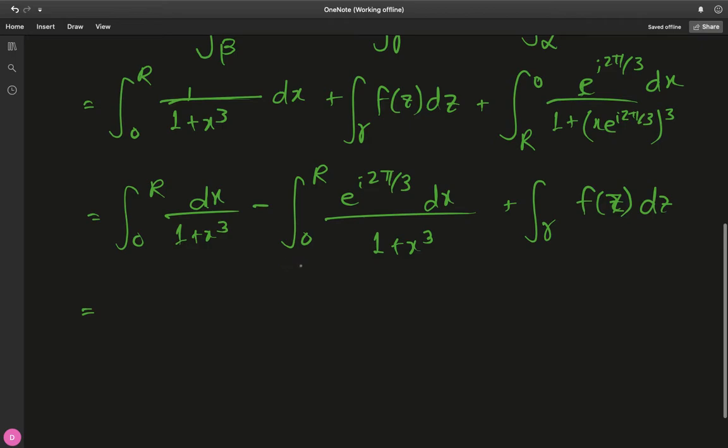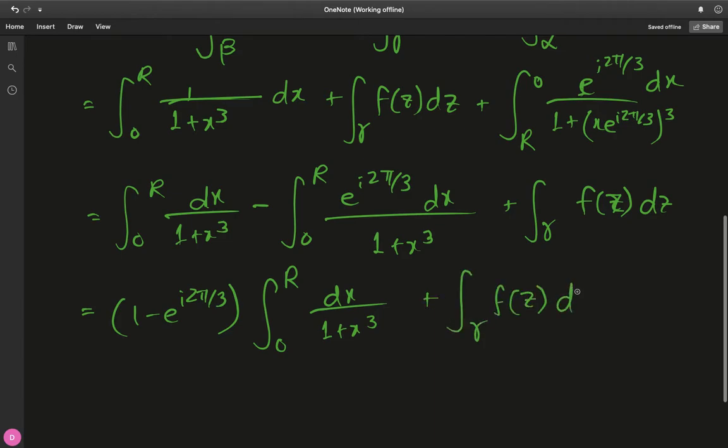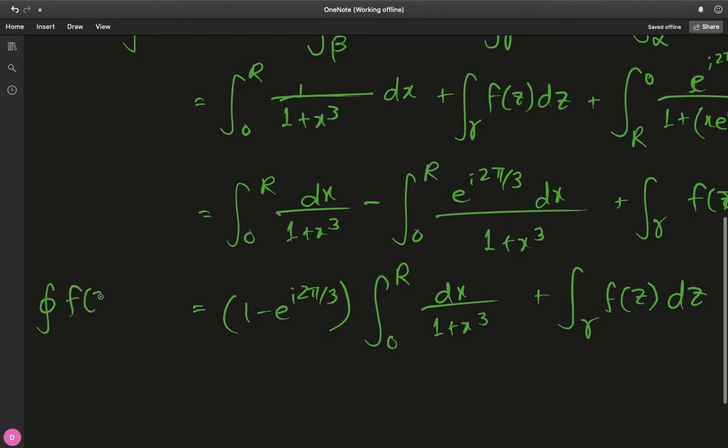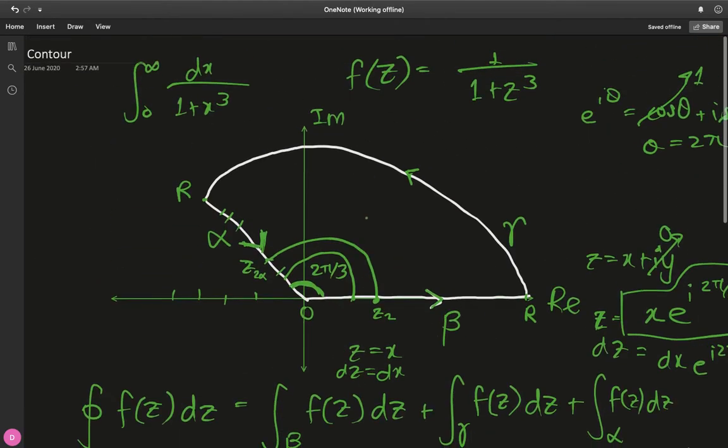So now what I'm going to do is club both of these integrals together. So we have 1 minus e to the i 2 pi over 3 as a common factor, and integral from 0 to r of dx over 1 plus x cubed plus integral over gamma of f of z dz. That's exactly what our contour integral of f of z dz is equal to. That's the contour equation, so to put it.